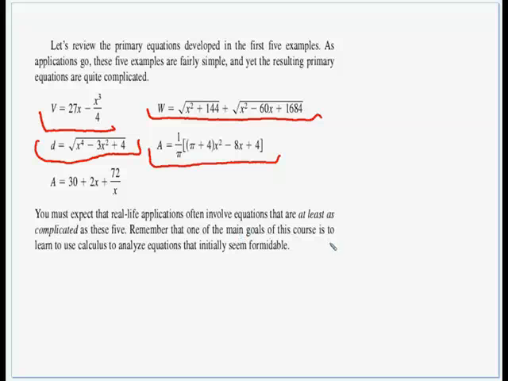Remember that one of the main goals of this course is to learn how to use calculus to analyze equations that initially seem formidable. And remember, when you're doing the homework or anything and you run into some very complicated equations, use that TI-89 to find the derivative and set that derivative equal to 0. You'll be allowed to use it on the AP test, so at least for the harder homework problems, use that calculator as much as you need.